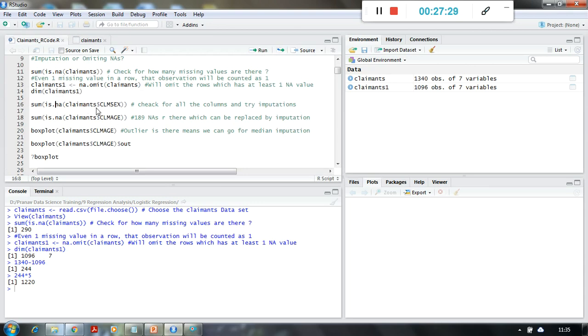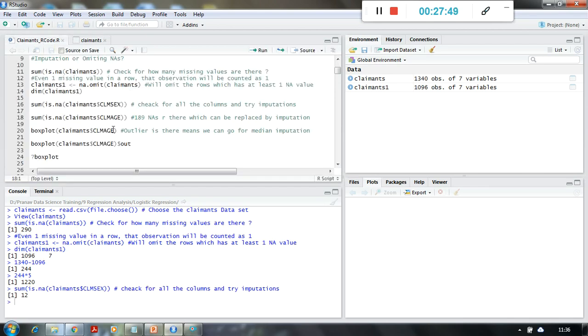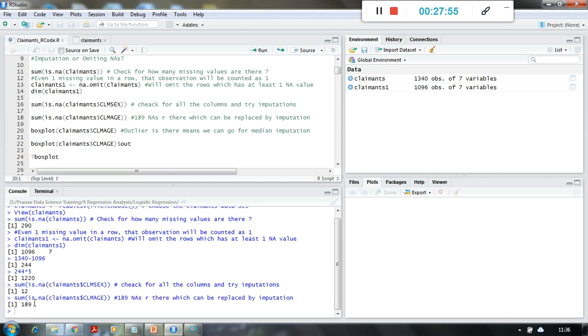So now let us see first how many values per column are missing over here. Let's say I want to find out the missing values from the sex column, that is the claimant sex column, gender column, then there are 12 missing values in that column. If I try to find out the missing values from the age column, you can see over here 189. So out of total 290 missing values, 189 are only from the age column.